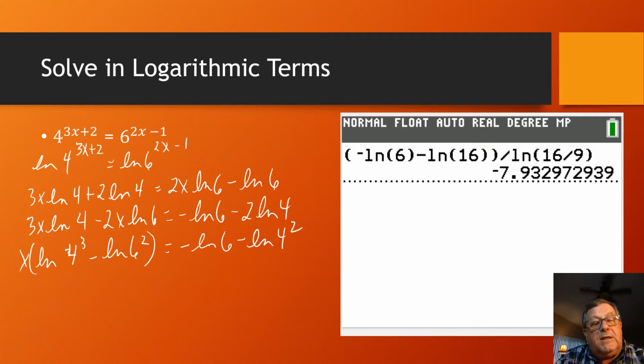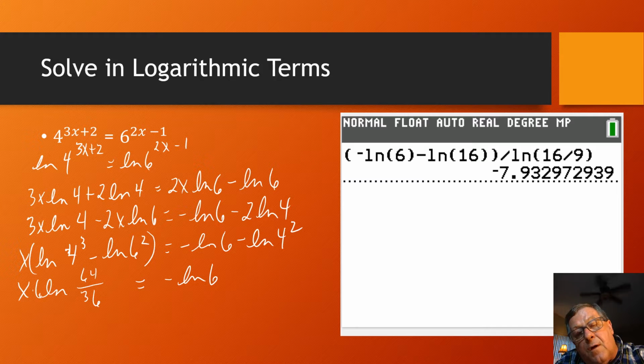All right, so let's see. Then we would have x times ln 4 cubed. 4 times 4 is 16, times 4 is 64. ln 64 over 36, 6 squared, equals negative, and I'm going to leave this like this. It gets really tricky if you don't. Minus ln 16.